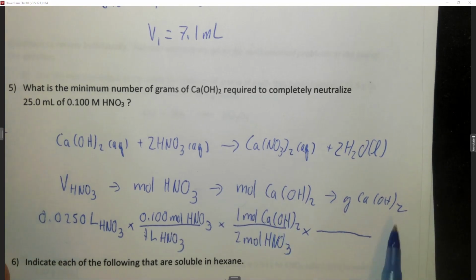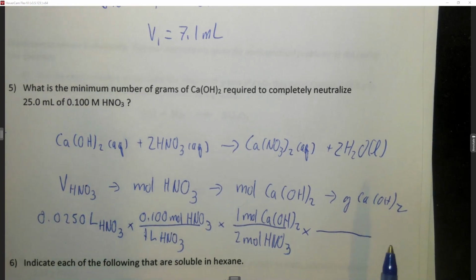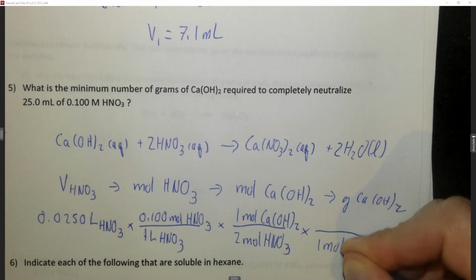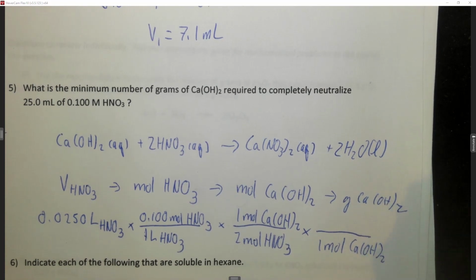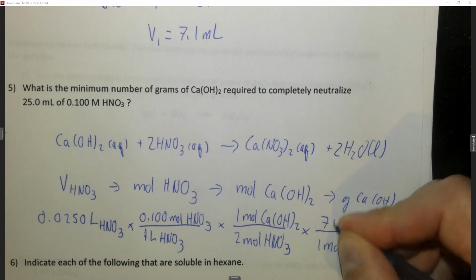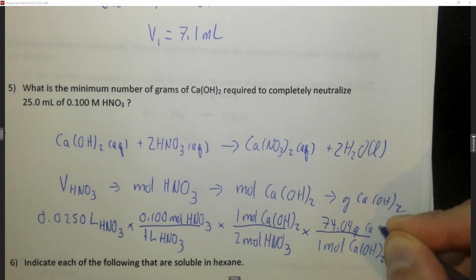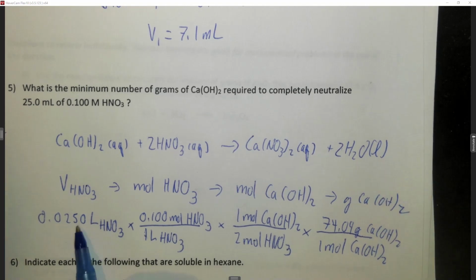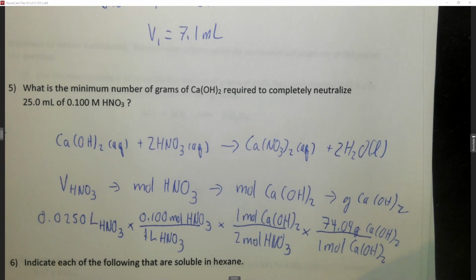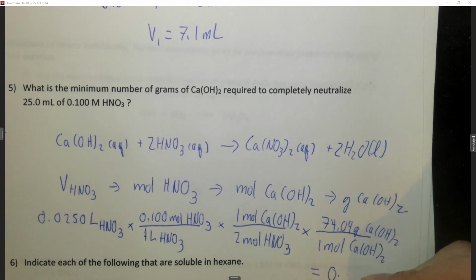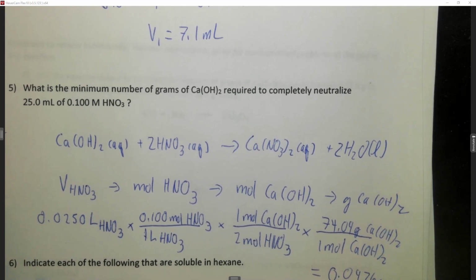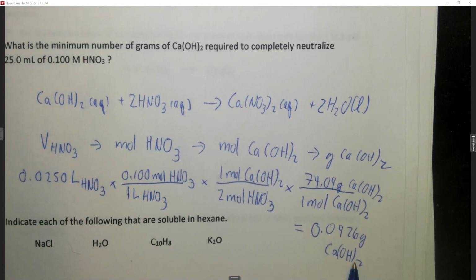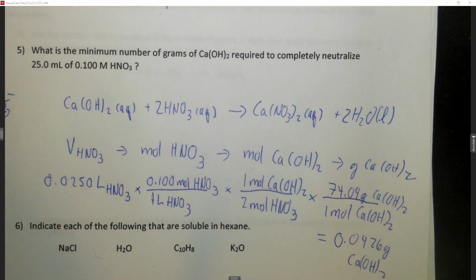Finally, we need to go from moles of calcium hydroxide to grams of calcium hydroxide, and we've done this in previous questions. We need the molar mass. So you can look this up on Google, and it's 74.09 grams of calcium hydroxide per mole. In this case, we want the 1 mole of the Ca(OH)2 on the bottom, and the 74.09 grams of Ca(OH)2 on the top. Multiply by the top, divide by the bottom, repeat to the end, and we find that this is 0.0926 grams of Ca(OH)2, calcium hydroxide, sorry, it's off the screen, that is required in order to completely neutralize the 25 milliliters of this acid.